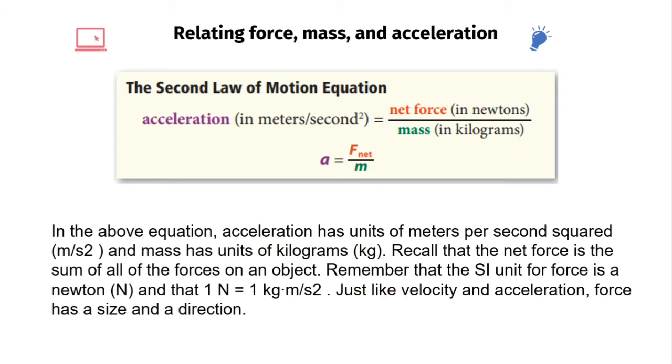In the above equation, acceleration has units of meters per second squared, and mass has units of kilograms. Recall that the net force is the sum of all the forces on an object. Remember that the SI unit for force is a newton and that 1 newton equals 1 kilogram times meter per second squared. Just like velocity and acceleration, force has a size and a direction.